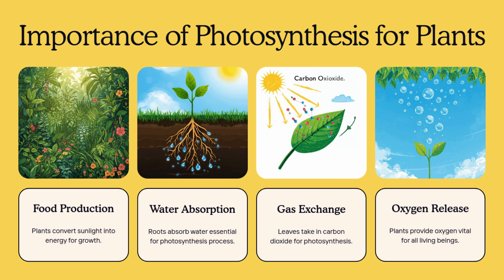One: provides food for the plant. During photosynthesis, plants produce glucose, which is a type of sugar. This glucose acts as food for the plant and provides the energy needed for growth and survival.